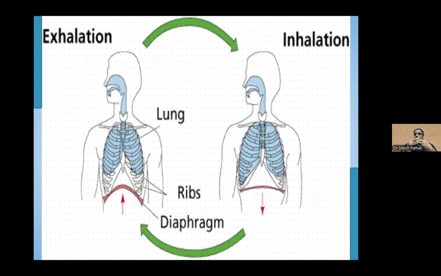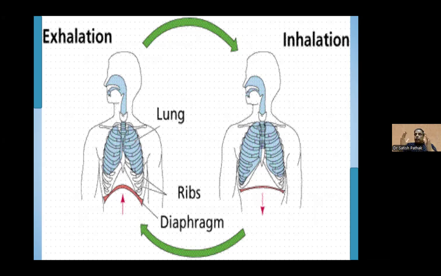When it contracts, what happens? Diaphragm comes down. When it relaxes, it goes up. But when diaphragm goes up and intercostal muscles also relax, the anteroposterior diameter reduces, the vertical diameter reduces, so the total chest cavity size has become less.